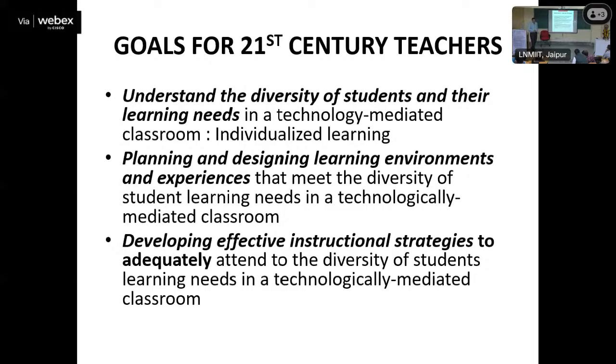So what are the typical goals we can decide for ourselves? Understand the diversity of students and their learning needs. Some students are weak, some are bright, some are slow learners, some are bright learners. There is a typical method that is also asked by NBA: what you are doing for slow learners, how you are doing for the bright students. So we can understand these things.